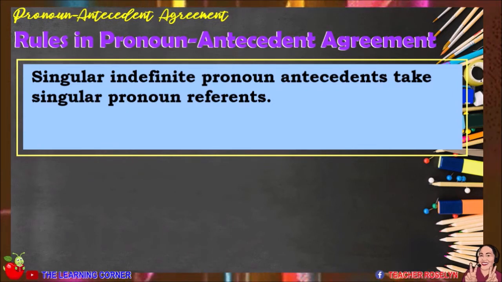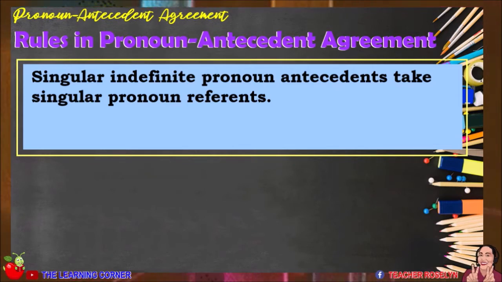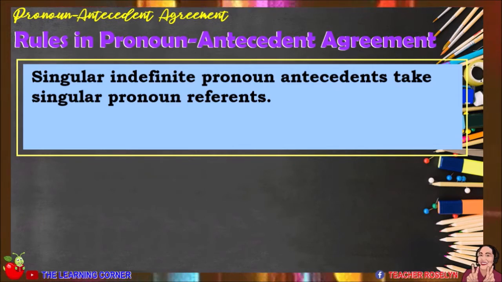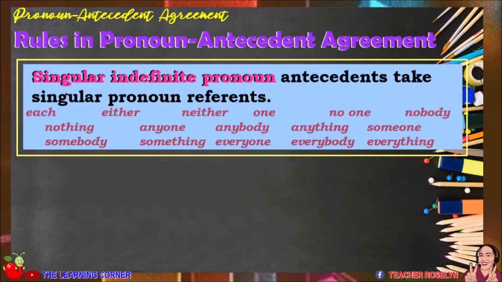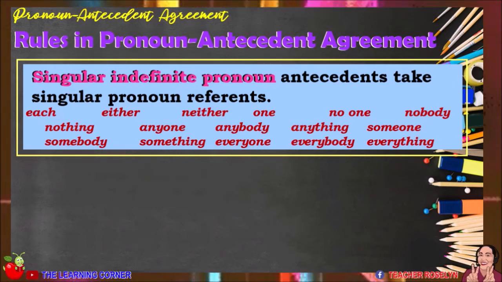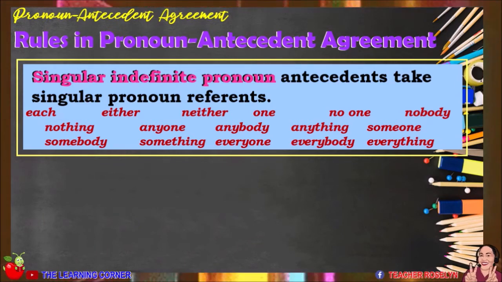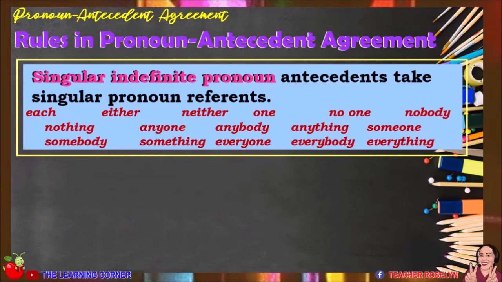Singular indefinite pronoun antecedents take singular pronoun referents. Indefinite pronouns are used to refer to persons which are non-specific. Some singular indefinite pronouns are each, either, neither, one, no one, nobody, nothing, anyone, anybody, anything, someone, somebody, something, everyone, everybody, and everything. These pronouns are always singular, so they will need singular pronoun referents.